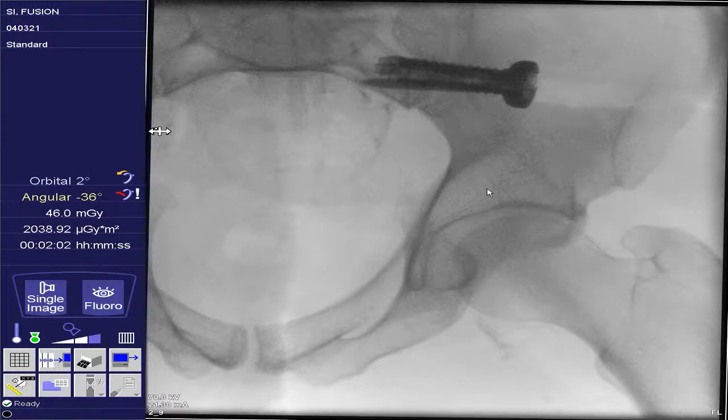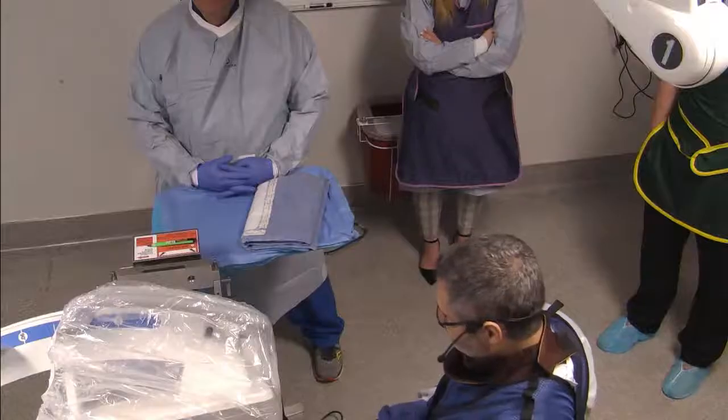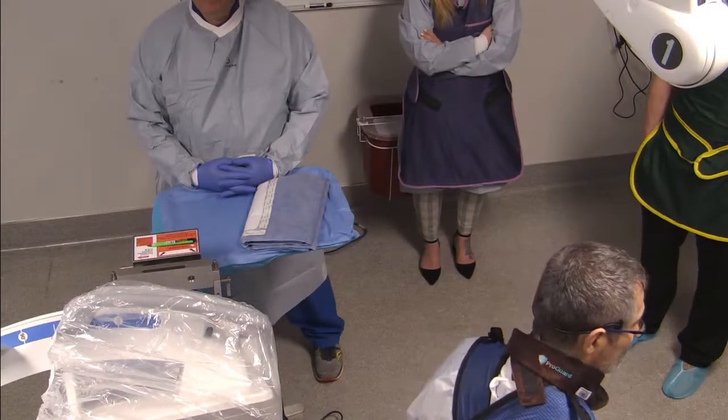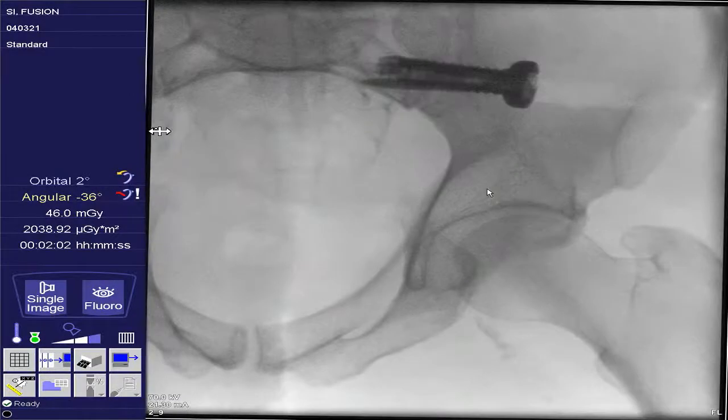So this is the sacroiliac joint now. We will practice it maybe on a foam model and so on, or if you want, you can practice the other side of this. No, I'll let the other doctor do it.